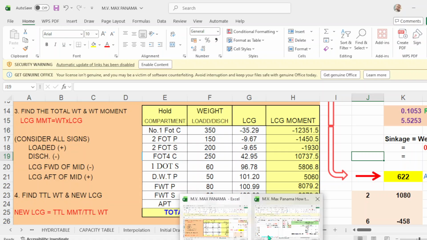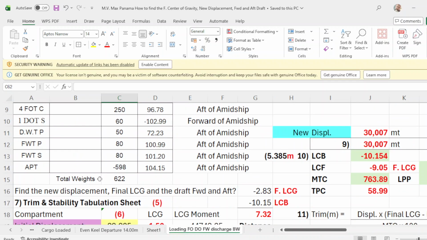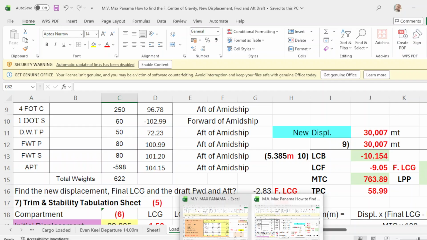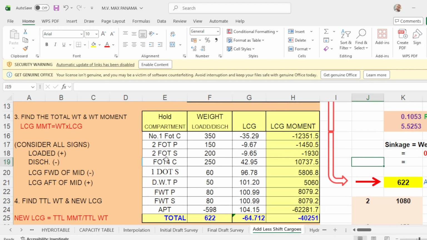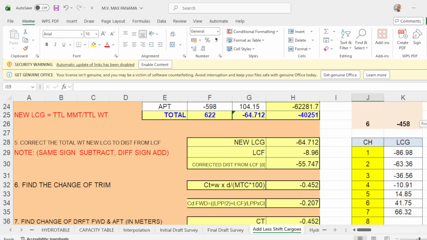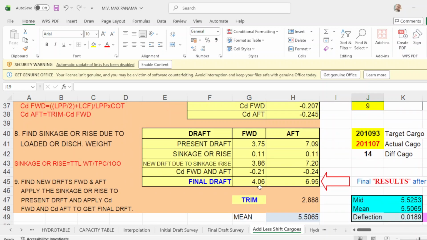Take note of the weights, 622, and the manual that we use. The total weight that we computed was 622. Okay. So total weight is 622. Apply putting all the weights and the LCG. Then you will have your departure draft forward 4.6, and aft draft is 6.95, and your trim is 2.88, and your mean draft is 5.51. Take note, the sinkage is 0.11.